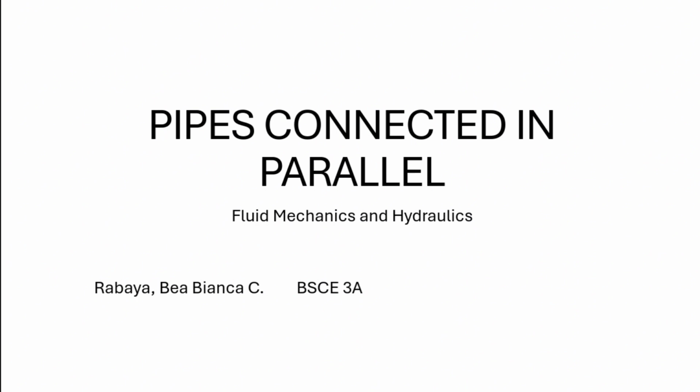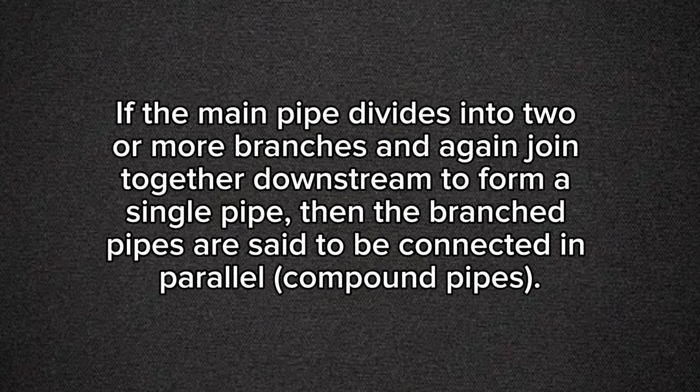Now let's move on to our main topic, which is pipes connected in parallel. How can we say that pipes are connected in parallel? One characteristic is that if the main pipe divides into two or more branches and again joins together downstream to form a single pipe, then the branch pipes are said to be connected in parallel or are called compound pipes. To understand further what this means, I have here an illustration of what parallel pipes may look like.